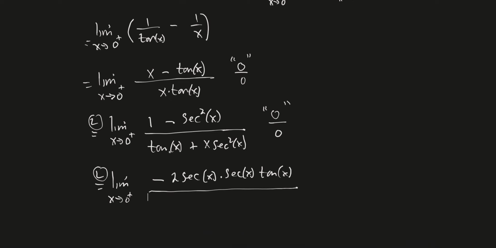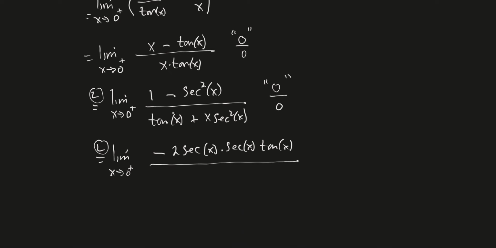Now what do we have in the bottom? So we'll have to take the derivative of tangent, which is secant squared, plus, and again we have to use our product rule. So we get secant squared, plus x times, and again using the chain rule for this, we will have 2 secant x times secant x tangent x.